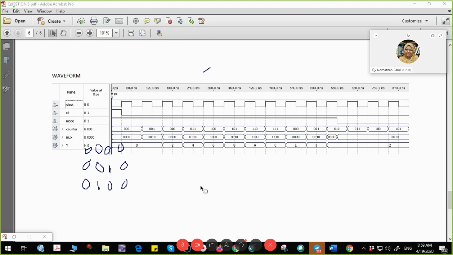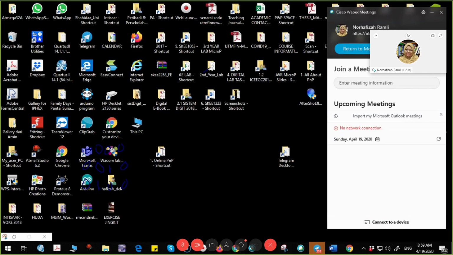Okay, so you've done this part. How about the next, question 4. This one is Fibonacci. This one, question 4. So who's going to share? Maybe you can share the screen as well.